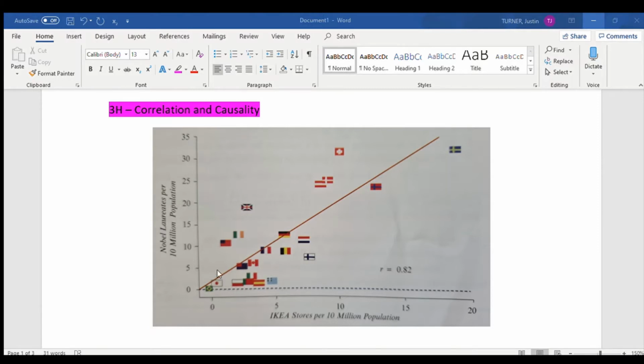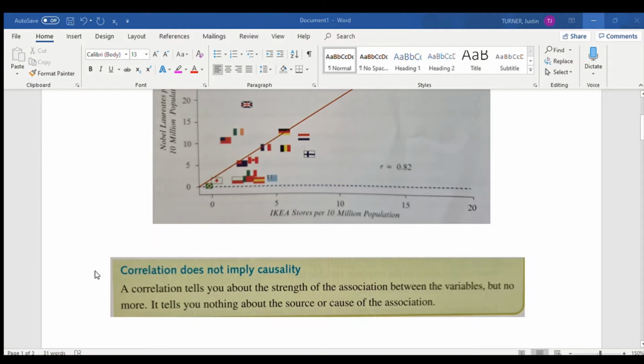Looking at this positive, fairly strong correlation between these two variables with a correlation coefficient of 0.82, we can say that these variables are associated. But does that mean that one way that we can increase the number of Nobel Prize winners in a given country is to build more IKEA stores? Probably not. Just because they are associated does not necessarily mean there is a causal link between these two variables.